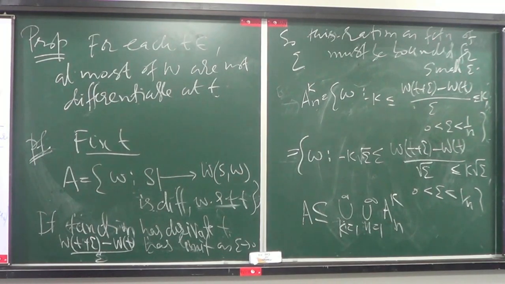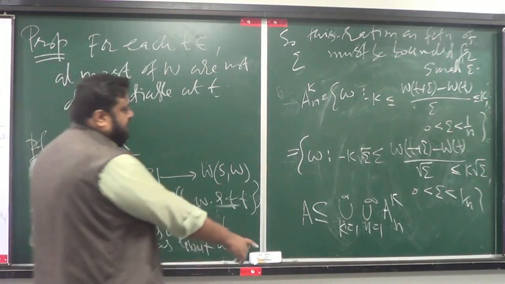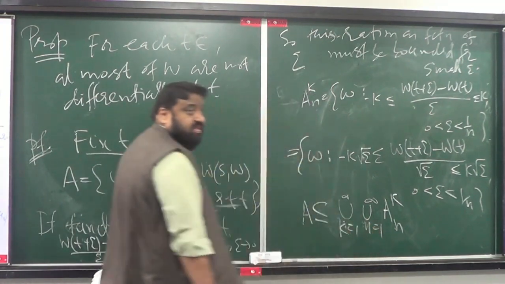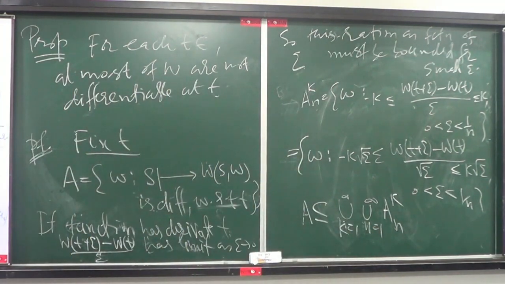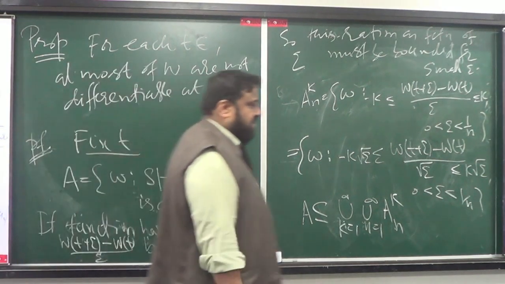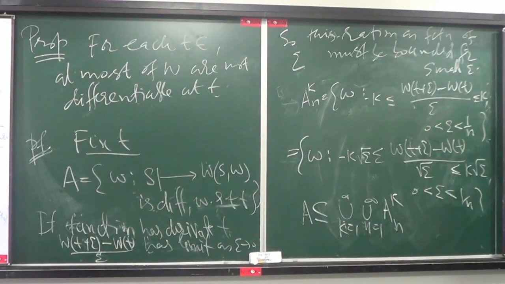So what should be my next task? To show that this set has measure zero. That is my next objective. This set must have measure 0. I get rid of it.